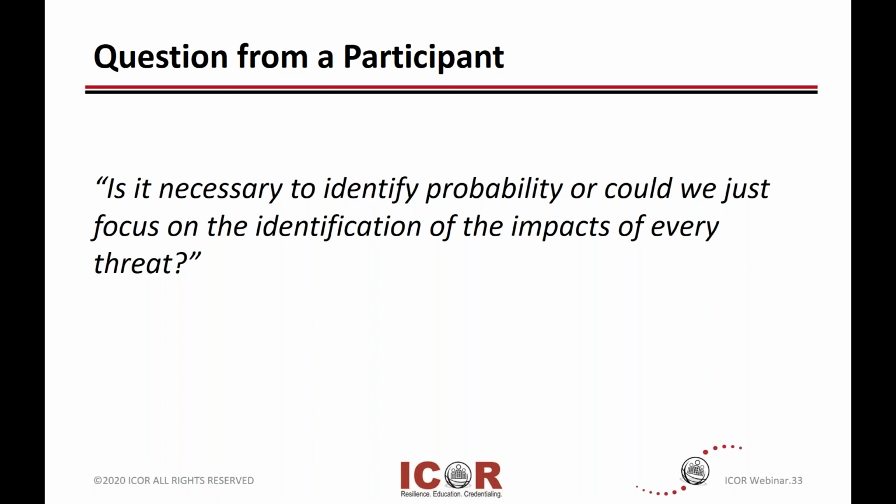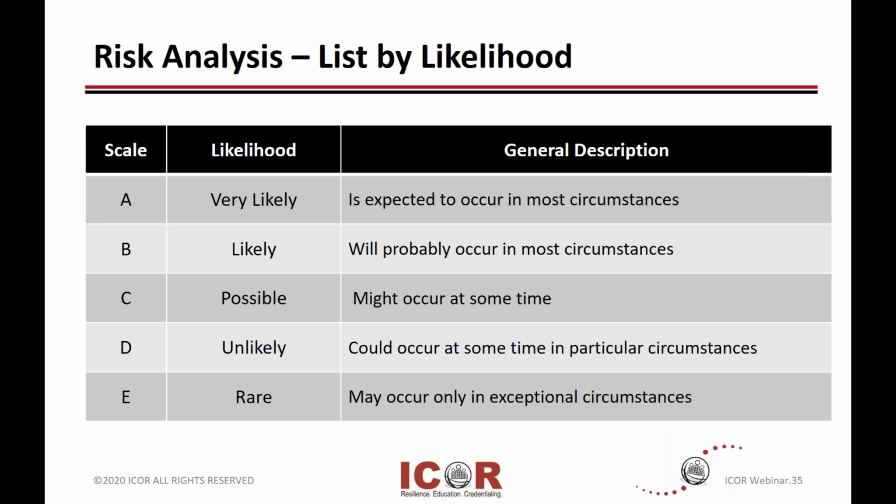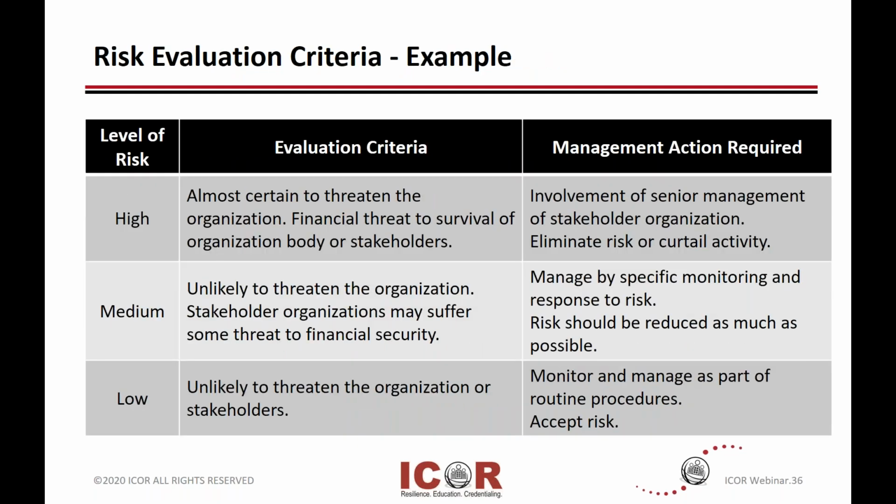My answer to this is that you need to be doing both, because if you don't have a balance of likelihood or probability and the impact, you're only looking at it from one direction. So here is where you need to estimate the likelihood of the risk occurring. There's another example, with A being very likely to E being rare. A means it's expected to occur, and E means it may only occur in exceptional circumstances. When you're looking at your evaluation criteria, it's again another way to put these in some kind of categories.